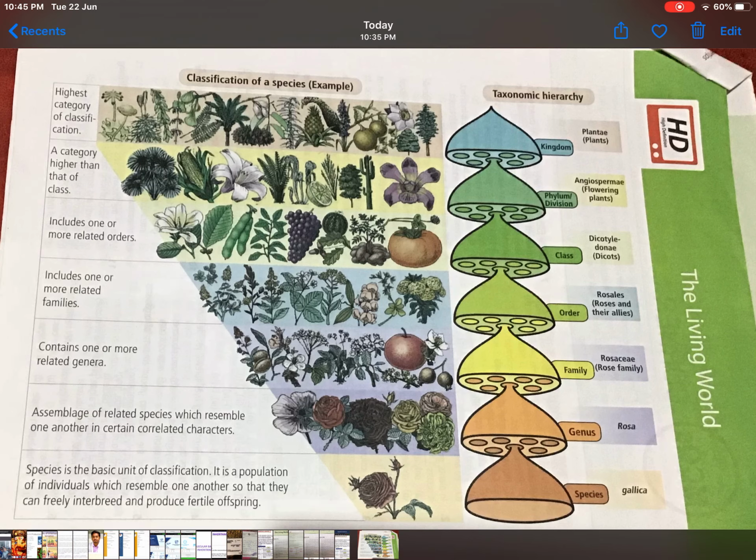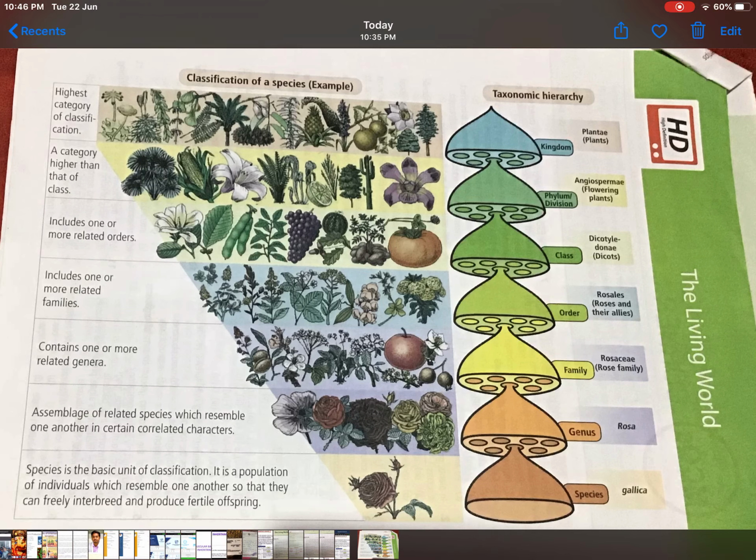But you must remember that as we go up the ladder in ascending order, from species upward, the commonalities will keep coming down. In species, if it is 100%, in genus it will be around 80%, in family 70%, in order 60%, in class 50%.